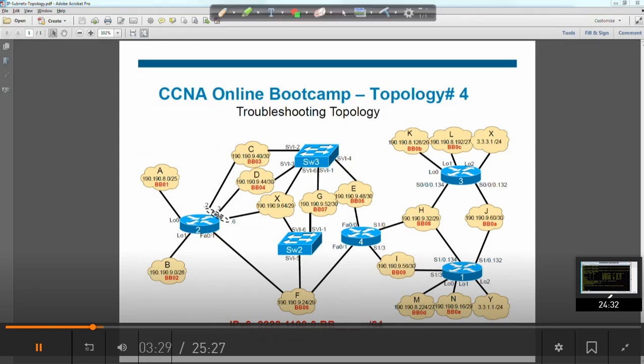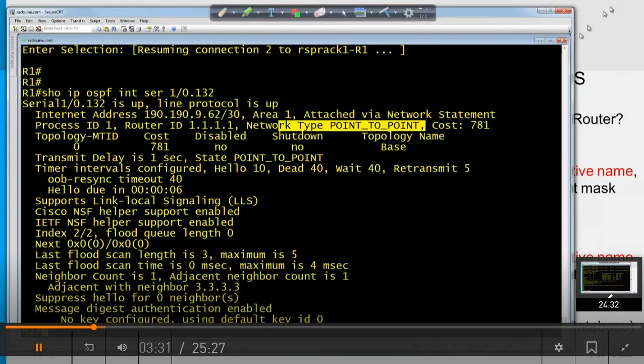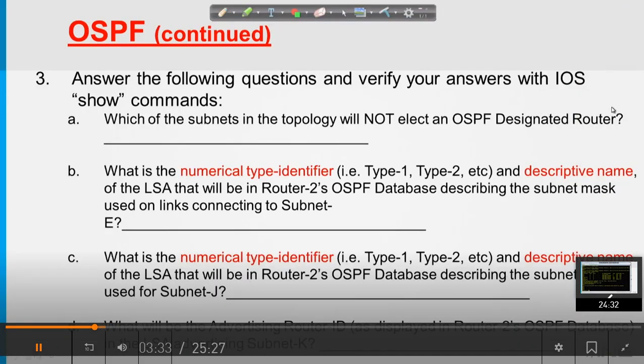Okay? Next question. What is the numerical type identifier, for example, type 1, type 2, etc., and the descriptive name of the LSA that will be in router 2's OSPF database describing the subnet mask used on links connecting to subnet E?